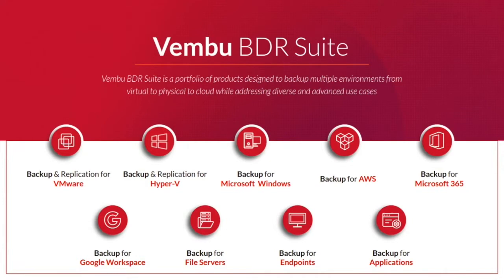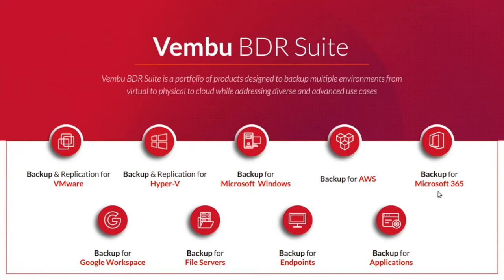Here you can see we have multiple solutions under this. The first one is Vembu backup and replication for VMware, and the next one is Vembu backup and replication for Hyper-V. These two products are for the virtualized environment. The next one is Vembu backup for Microsoft Windows, for the physical environment. If you want to back up your workstations or servers, you can back up using this.